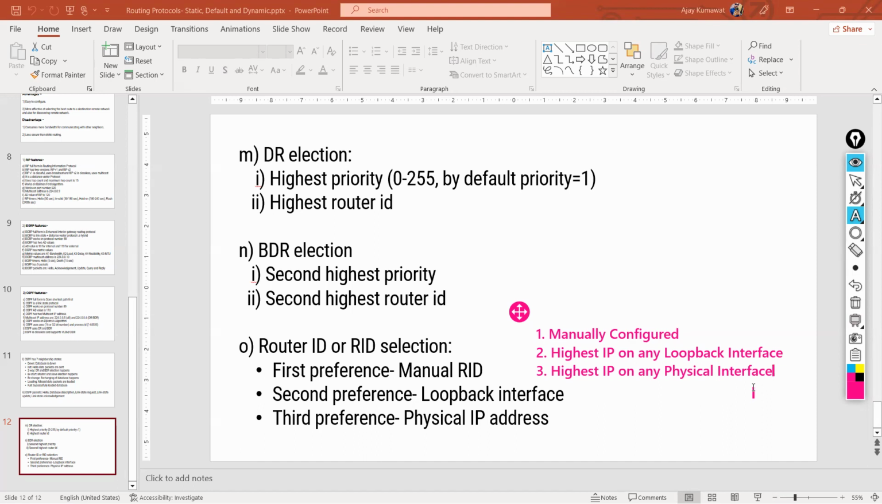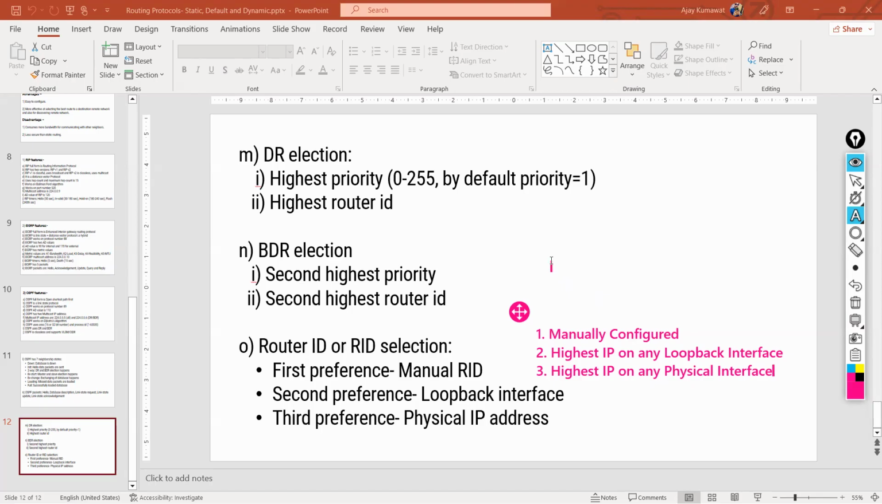Let's say sometimes we configure 4 to 5 loopbacks on R2 for routing configuration. So out of those 5, which one is the highest? That will be elected as the router ID. If you have not configured a loopback also, in that case, the highest IP on any physical interface will be elected as the router ID. Clear?